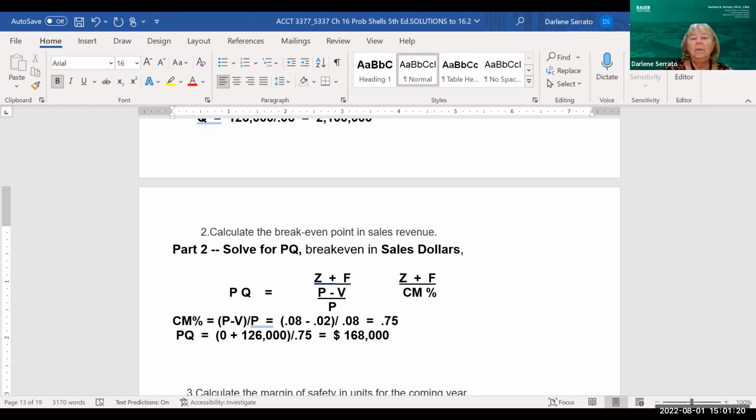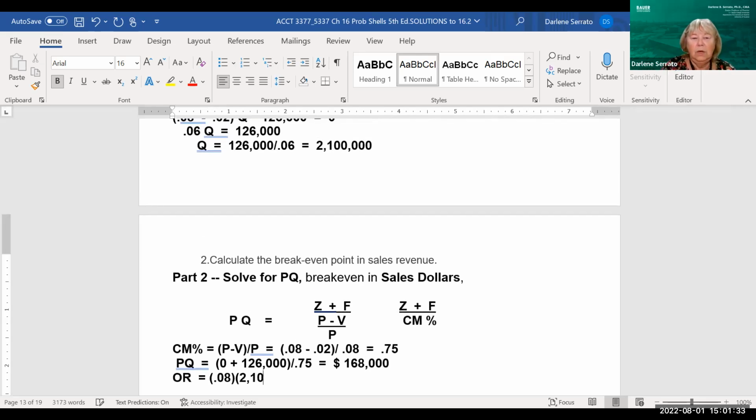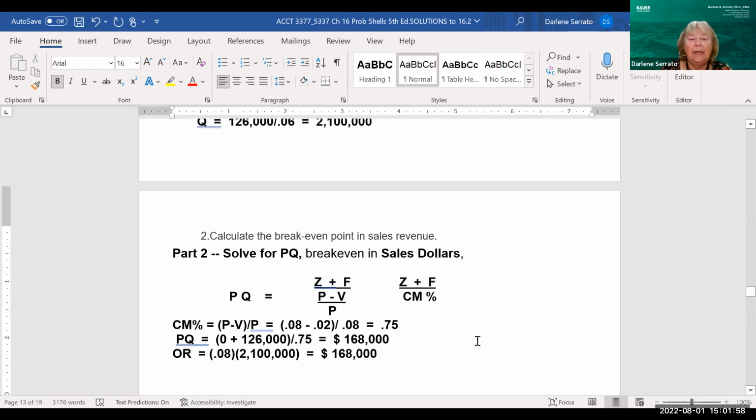And you could have gotten the same thing if you had done 0.08 times 2,100,000. It's also going to give you 168,000. Okay. Now, sometimes you can't use this formula because of the way they gave you the data. You have to be able to use this formula. So you need to have that one memorized for your exam, your final.